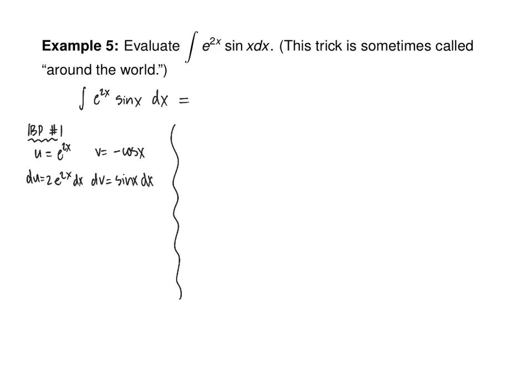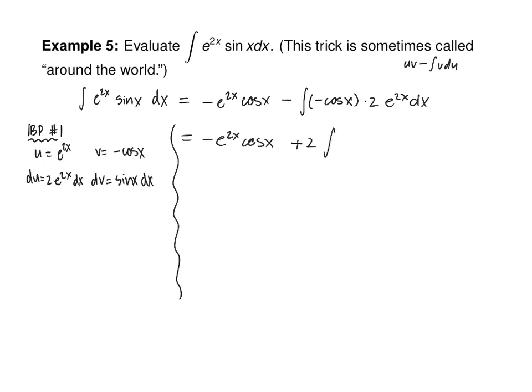Okay, so it equals uv minus integral v du. So uv, negative e to the 2x cosine x, minus integral v du, so negative cosine x times 2e to the 2x dx. And I'm going to simplify there: negative e to the 2x cosine x plus 2 integral e to the 2x cosine x dx. And if you can do that in one step, by all means do so. It's totally easy to do. Just keep track of your signs, write down this second step, and skip that first one.